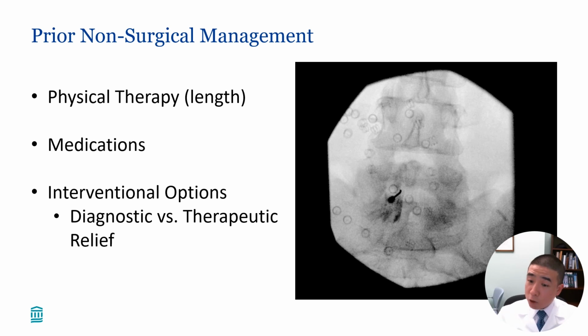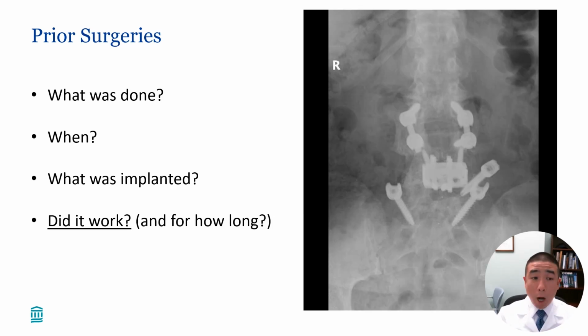But if you just ask, look, did it work? And you don't ask any further than that, you may miss some of those nuances. Of course, you want to know about any prior surgeries the patient has had, including what was done, when it was done, and if anything was implanted. And what's often missed is just asking, did prior surgeries work? Whether or not they received a symptomatic benefit from the prior surgery can be really helpful in thinking about any future surgeries.